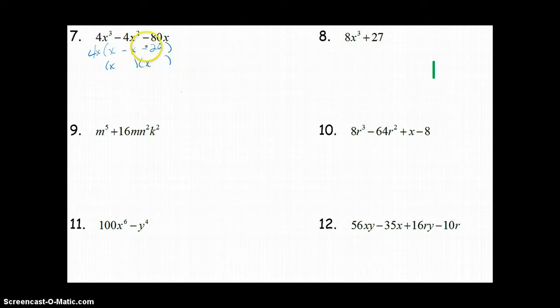So we look at the sign, it's negative, so one has to be negative, one has to be positive, and the two numbers have to add to -1.